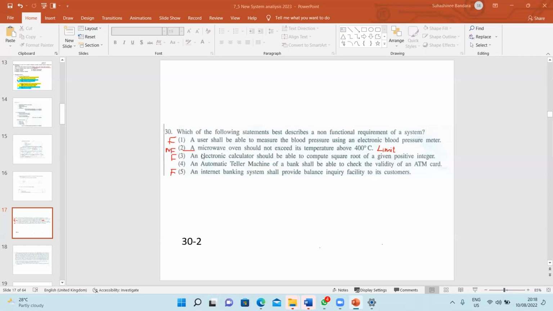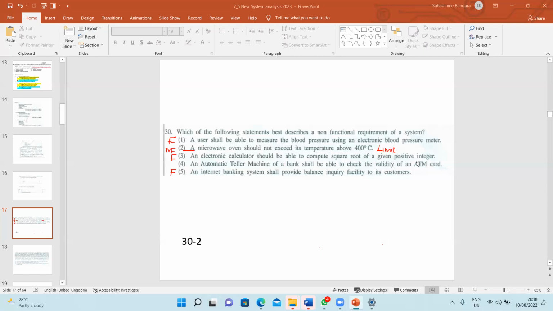Just look at the third one. An electronic calculator should be able to compute square root of given positive integer. So if it is a calculator, it must find out the square root. So it's a functional requirement. A fourth one, a little argument that can be changed according to the examination panel. Just look at the automatic teller machine: bank shall be able to check the validity of an ATM card.